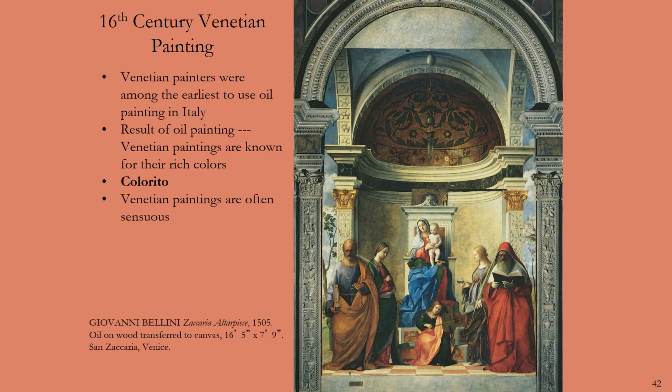So this is an altarpiece called the Zaccaria altarpiece by Venetian artist Giovanni Bellini. Venetian painters, as we said, were one of the earliest to use oil painting in Italy, and you get this rich color because of that.